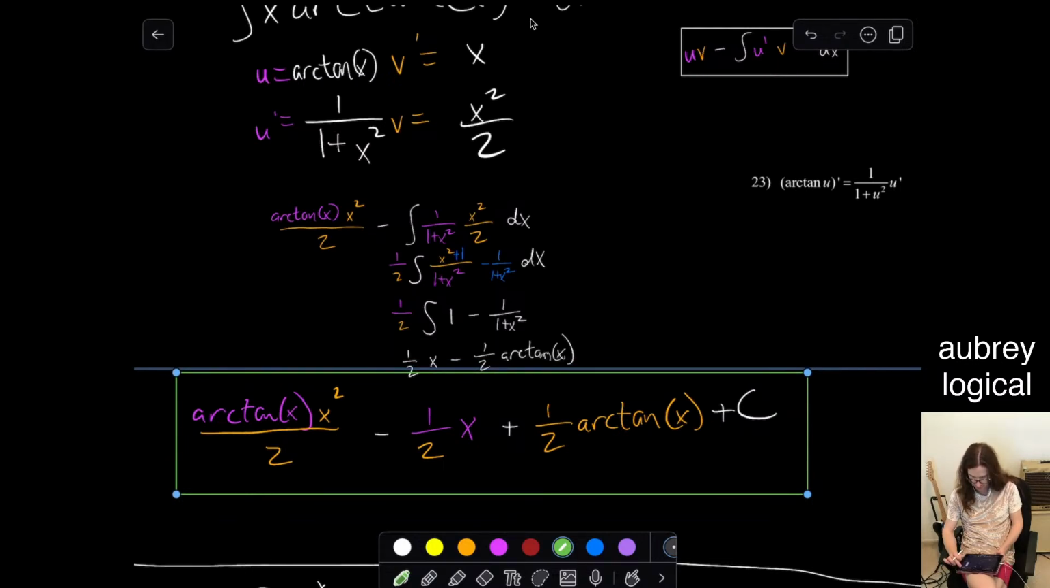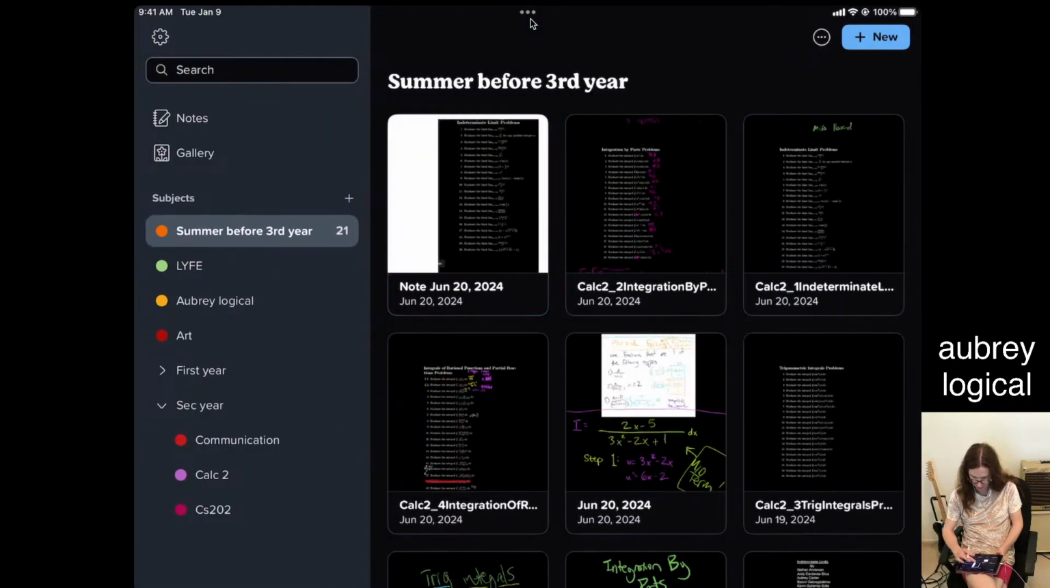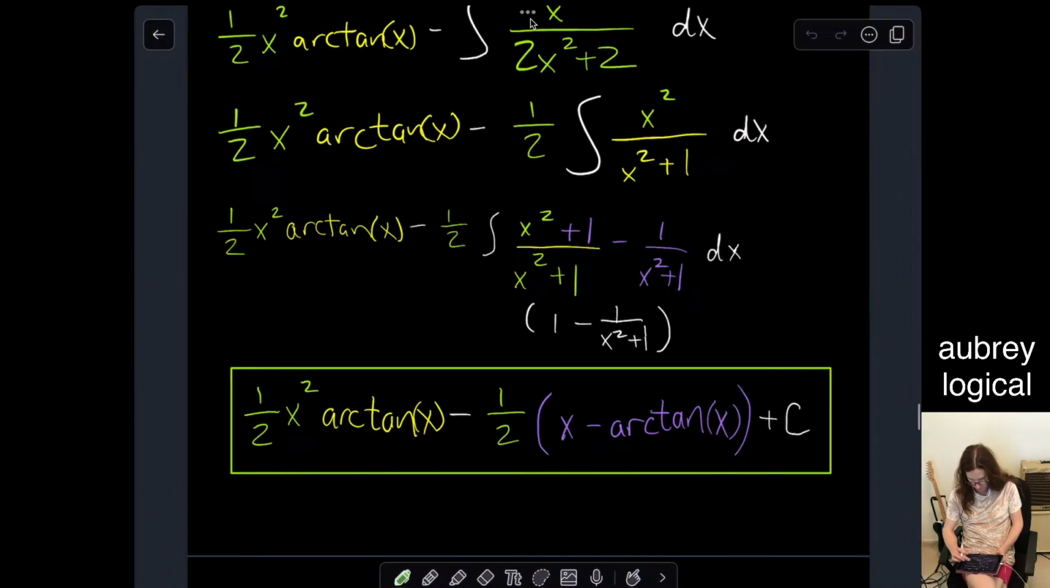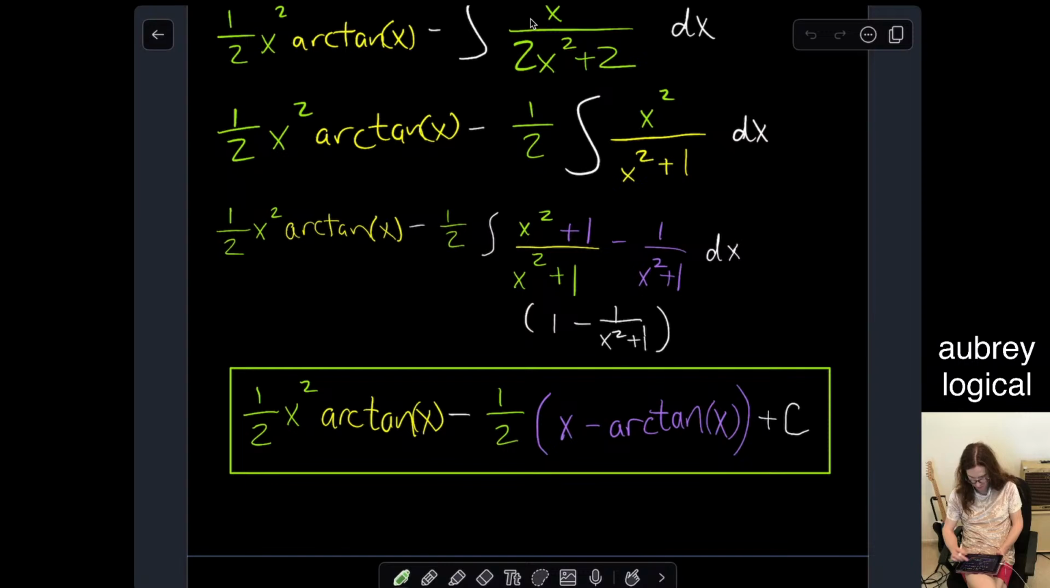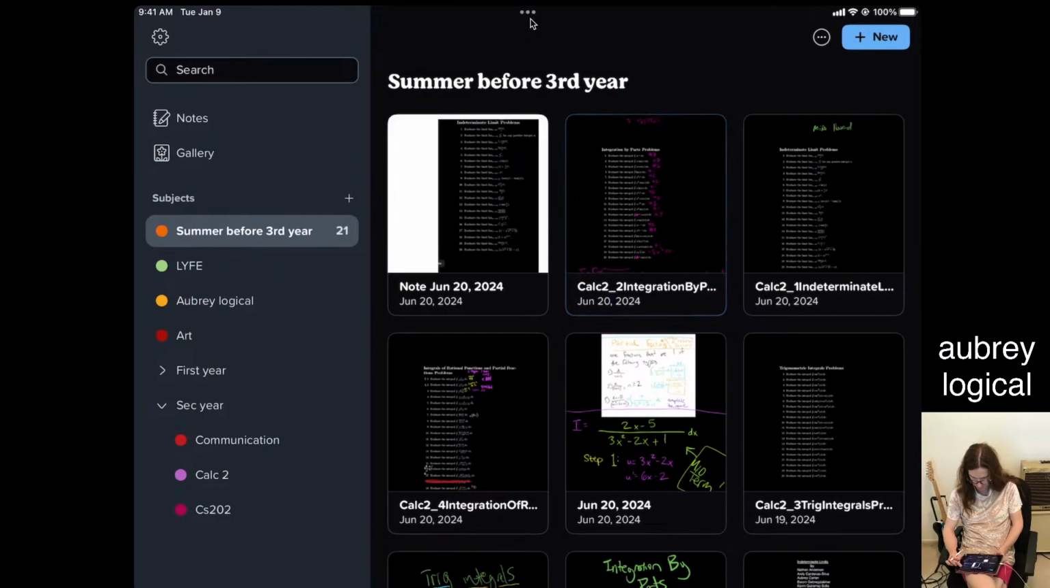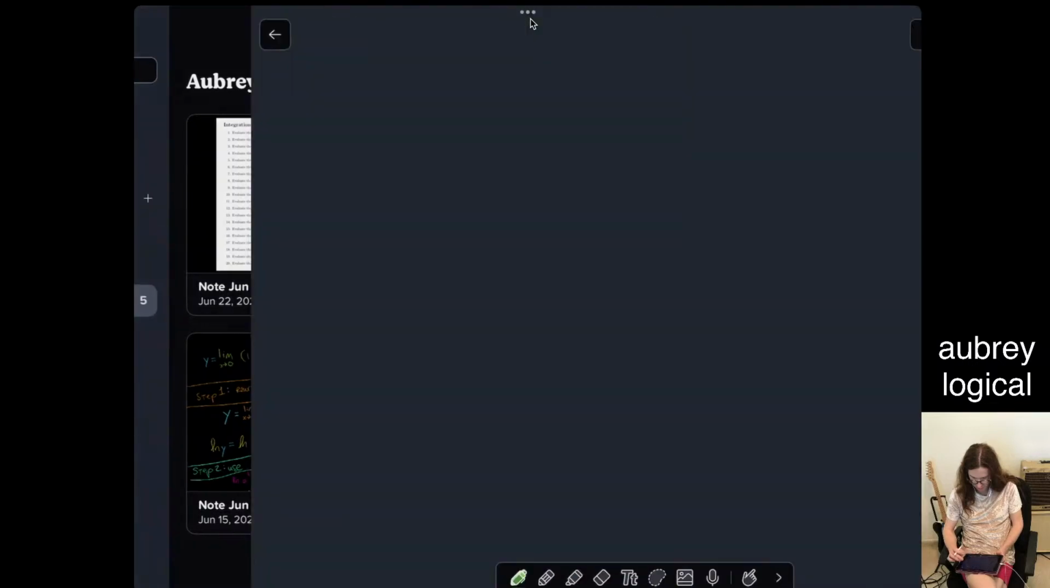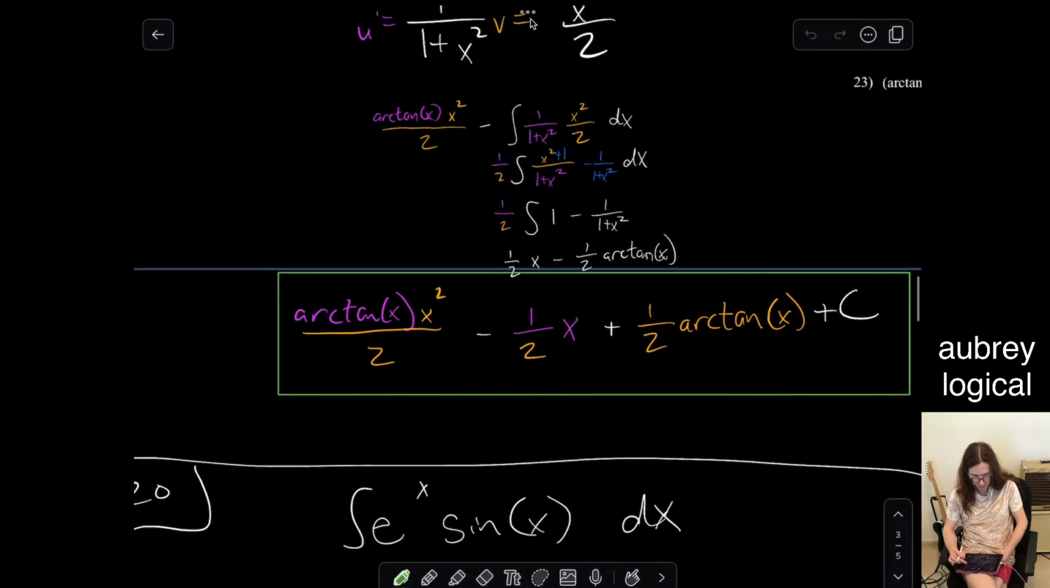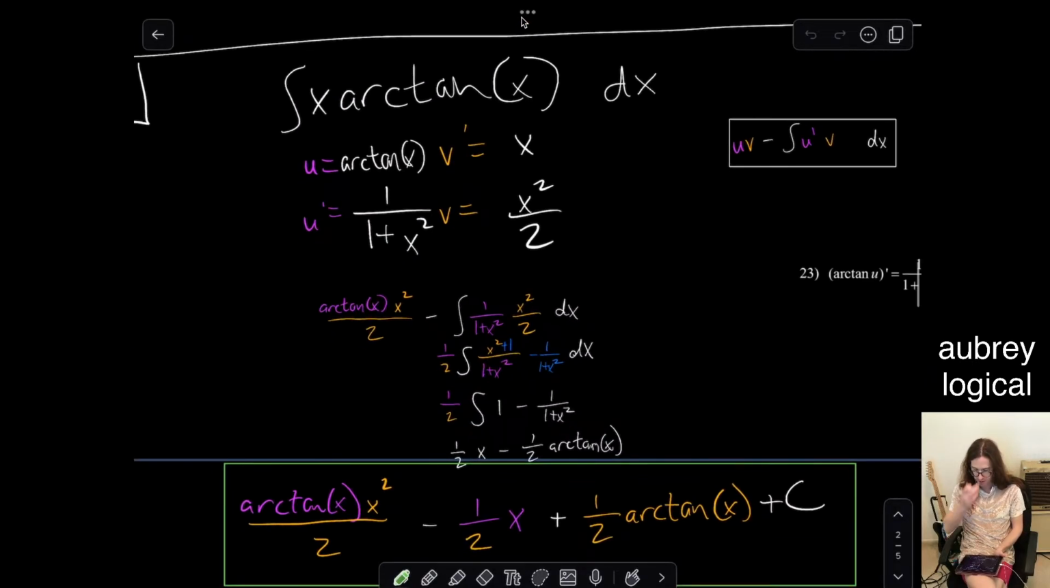Minus 1/2 x plus 1/2 arctan x. Yeah, that's right. Cool. I've got to change this one too. Copyright. Yeah, this is the one I made. Okay, here we go. On to the next one.